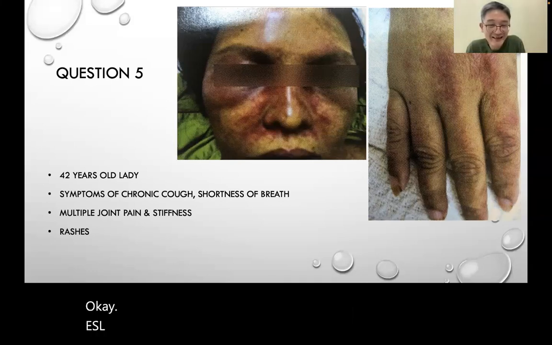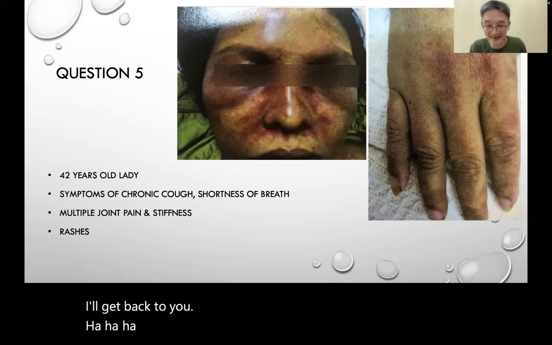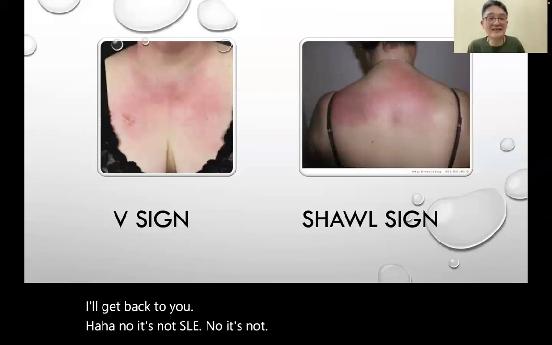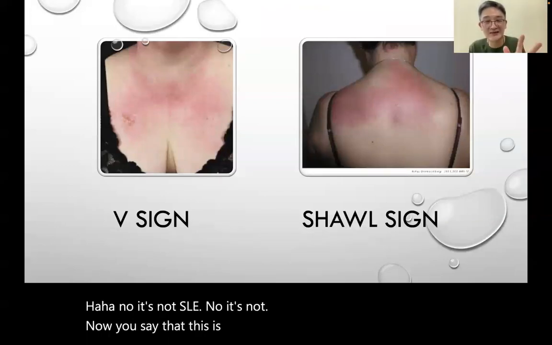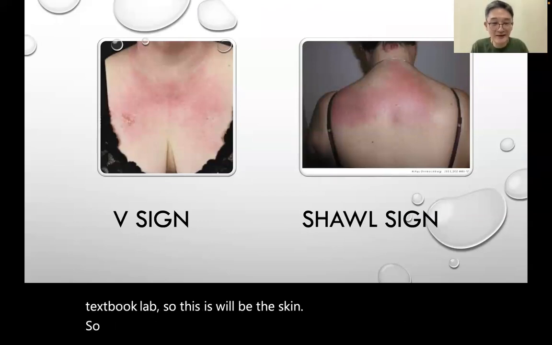SLE. Okay, Betty, what do you think? I also thought of SLE. No, it's not SLE. Okay, give us a hint. Now, this is not from the patient, this is from the textbook. I see. This one I don't know. Yeah, so someone has mentioned it.